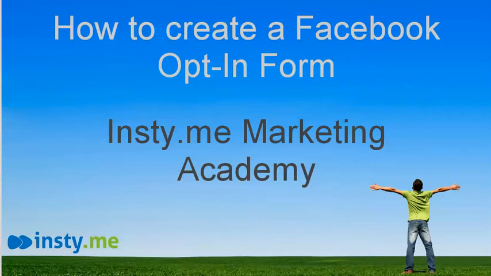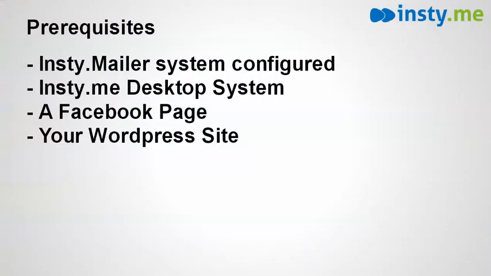In this video, we're going to discuss how to create a Facebook opt-in form. Now, the prerequisites for this video are you need to have the InstyMailer system set up and configured. You need to have the InstyMe desktop system all set up and ready to go. And you need to have a Facebook page and a WordPress site.